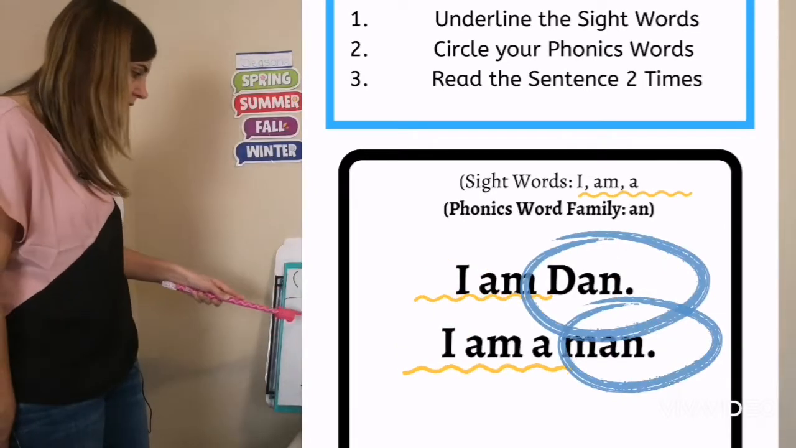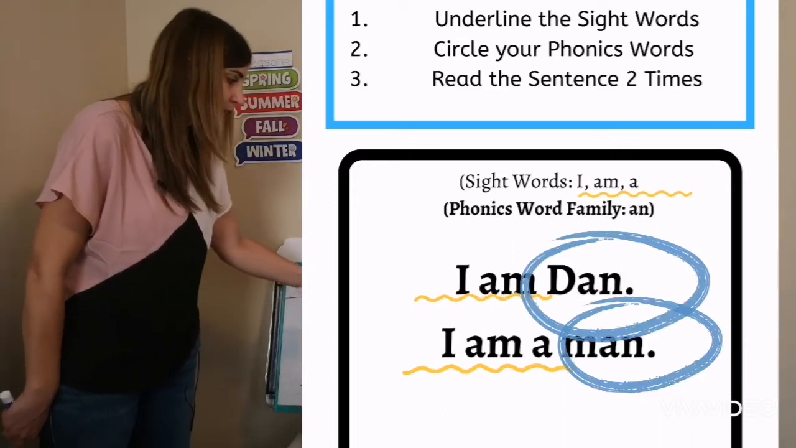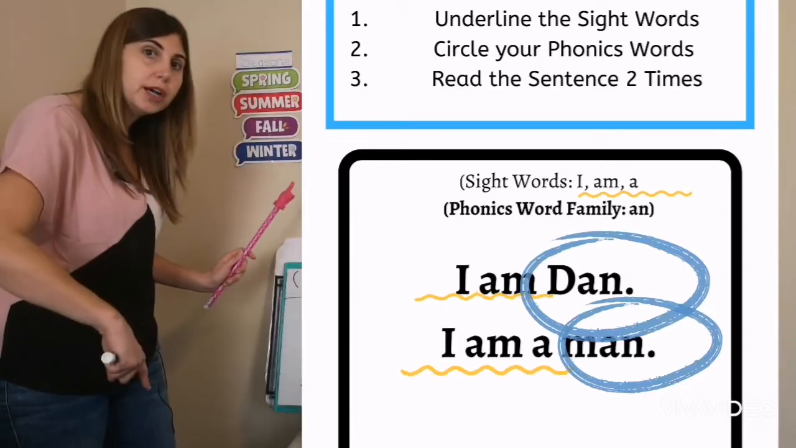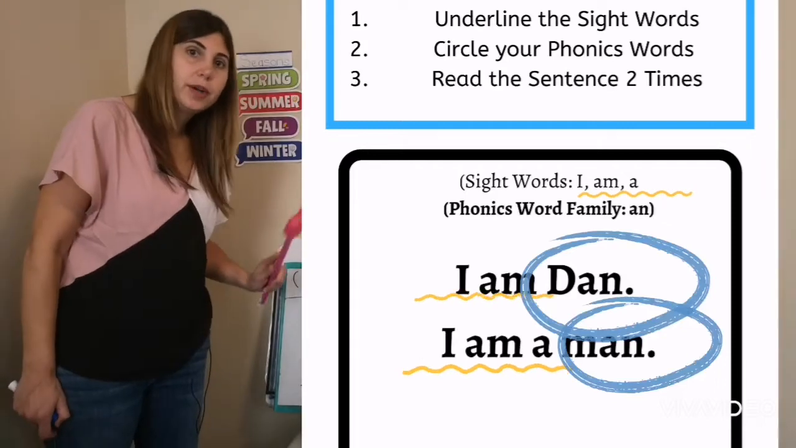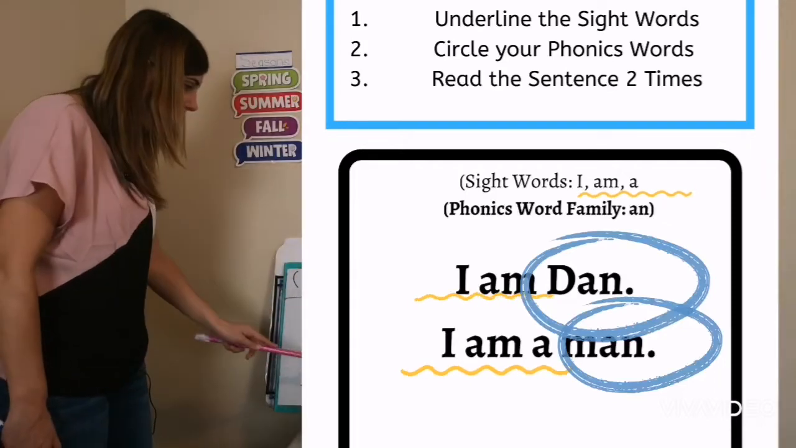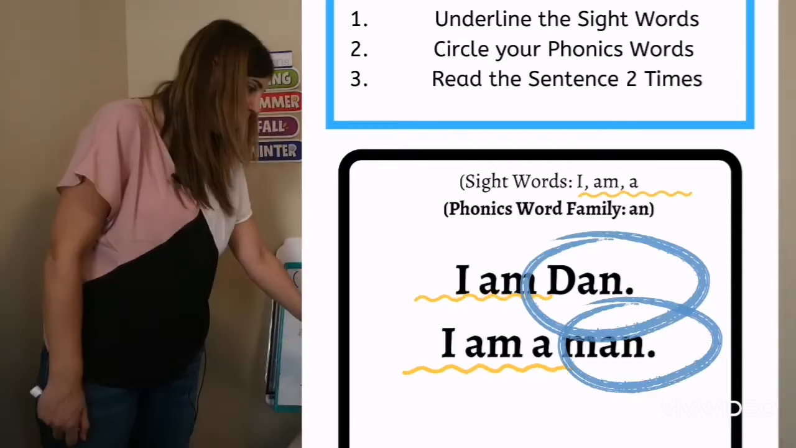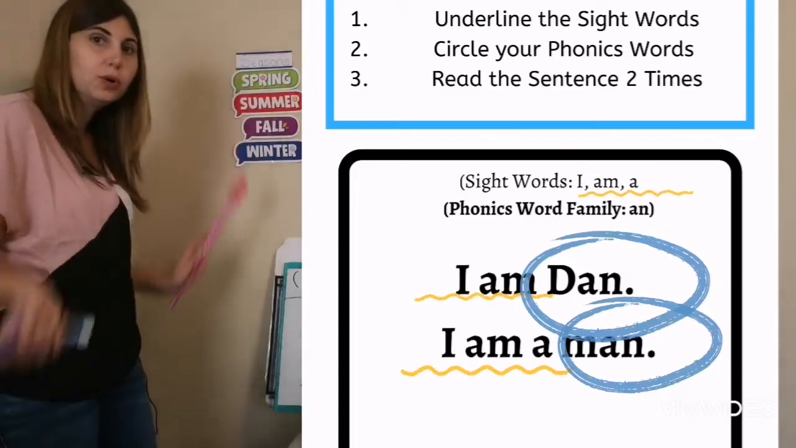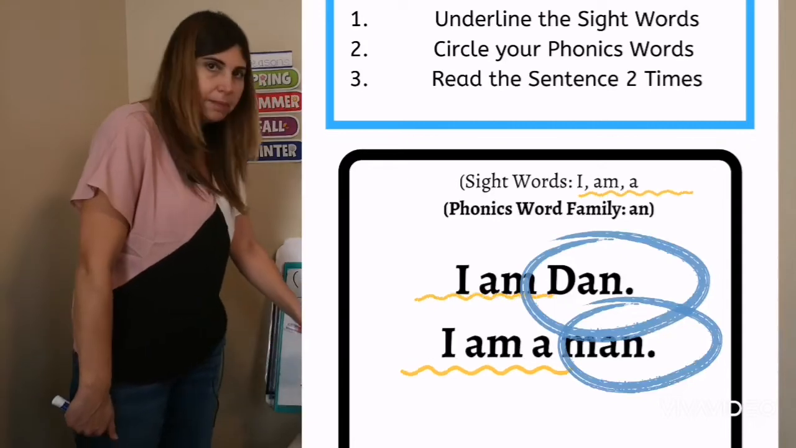Now let me read it. I am Dan. I am Dan. See how I read it 2 times? The first time I sounded things out. The second time I did it so I understand. I am a man. I am a man. I can read the whole thing one more time. I am Dan. I am a man.